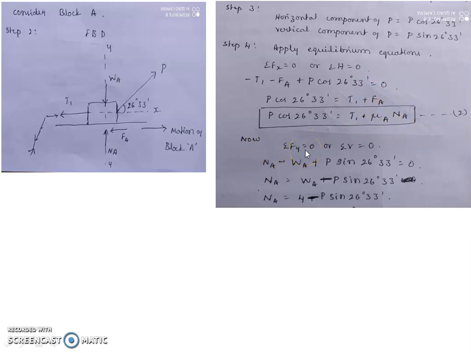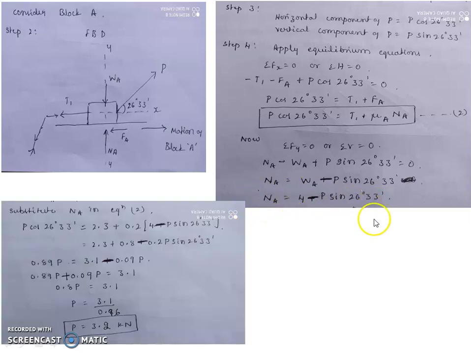Now consider the sum of vertical forces equal to 0. What are the vertical forces acting here? One is NA upwards, another is WA downwards, and P resolved into a vertical component is also acting upwards. It is given in this equation. See here, NA is positive, WA is negative, and the component of P along the y-axis is positive, equal to 0. Then NA works out to be WA, which is 4 kilonewton, minus P sin 26 degree 33 minute.